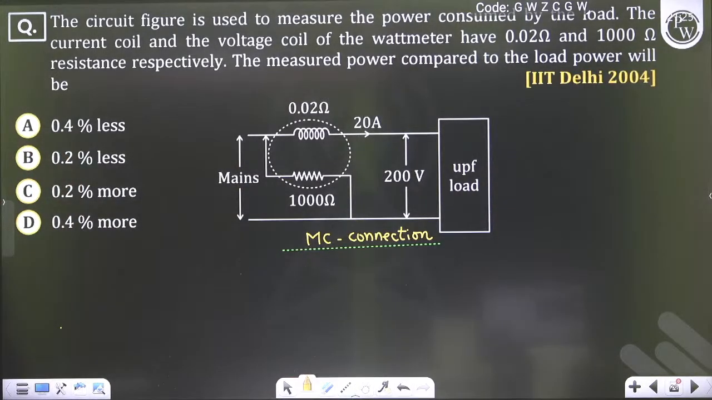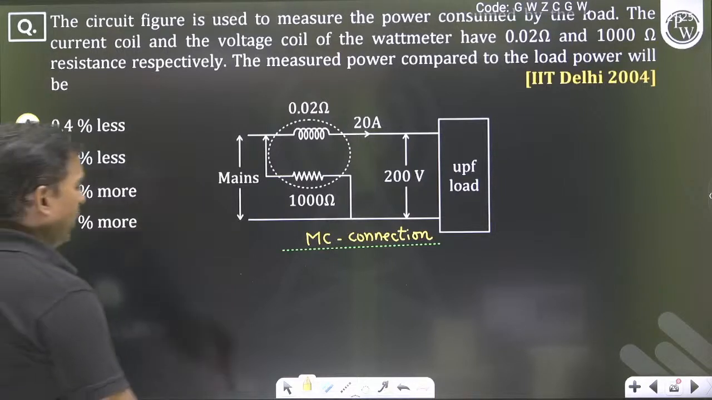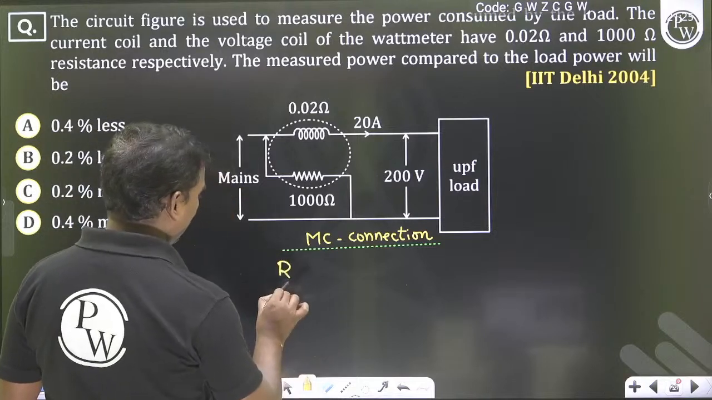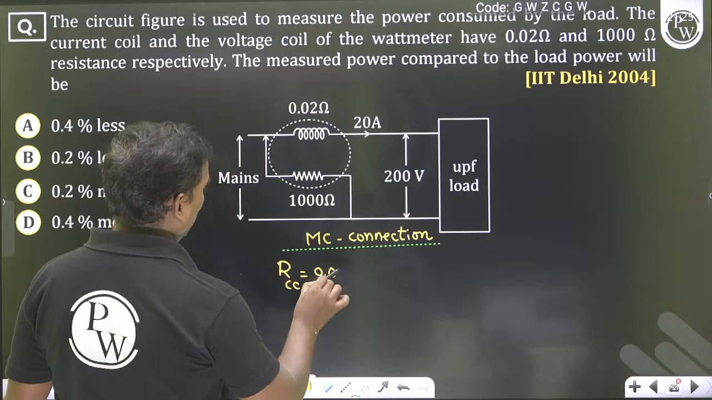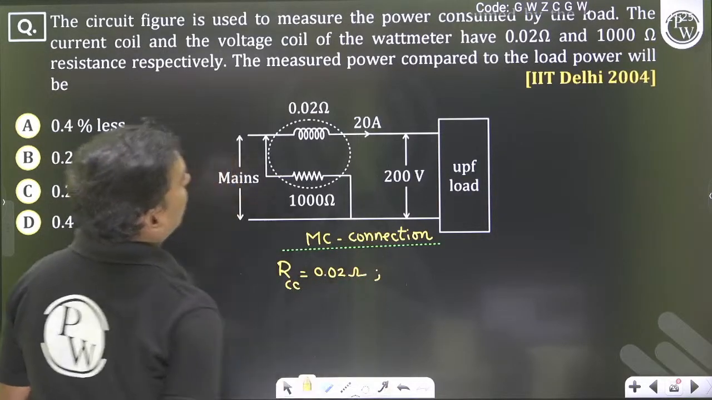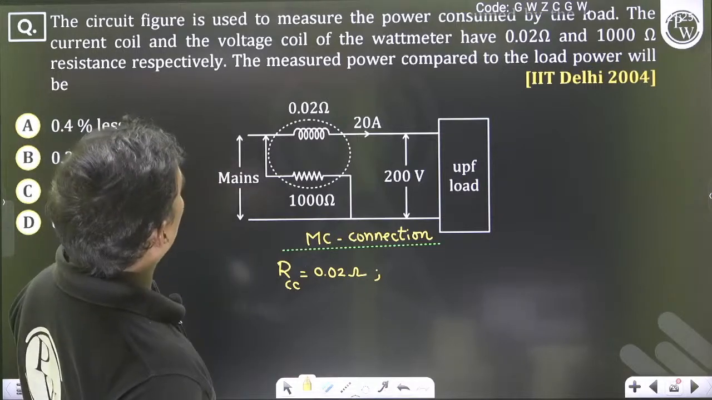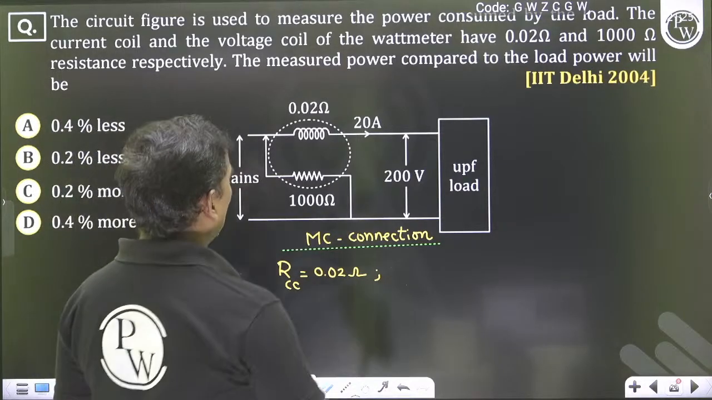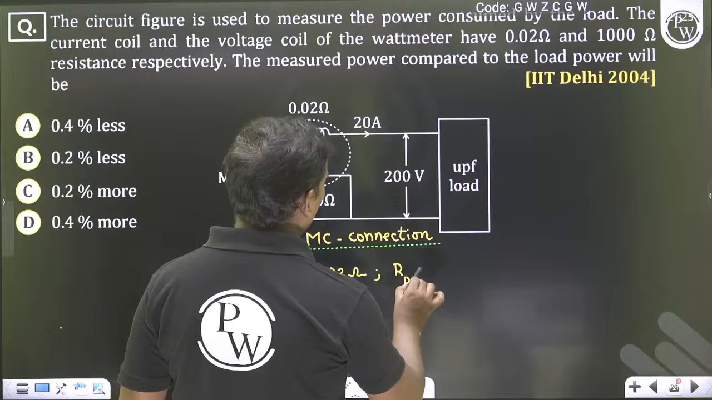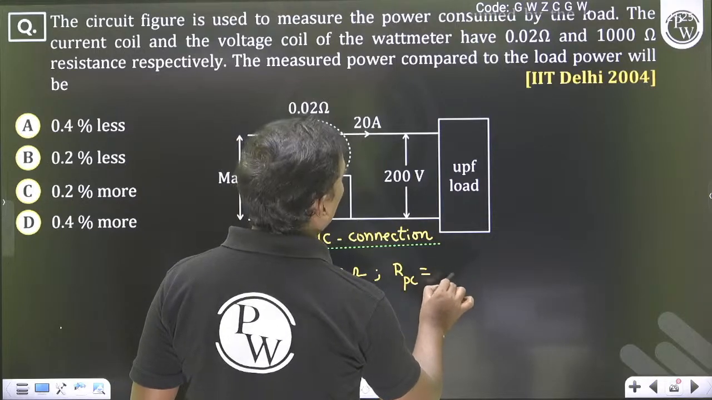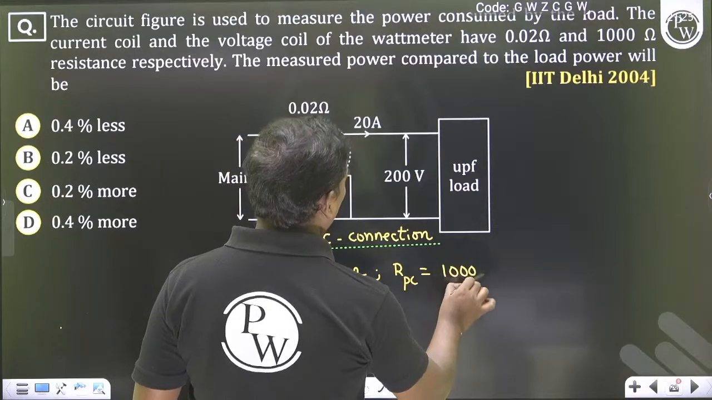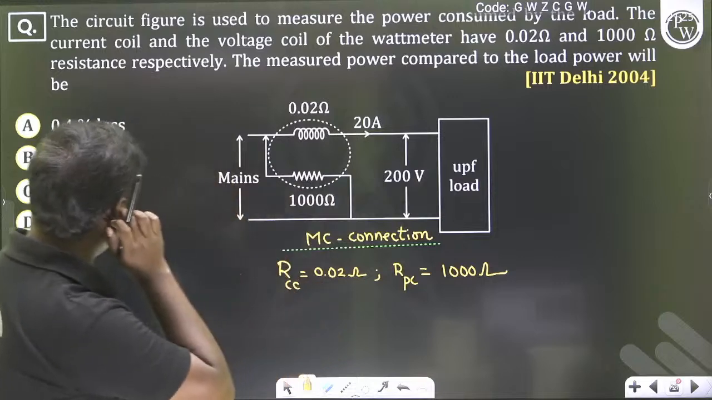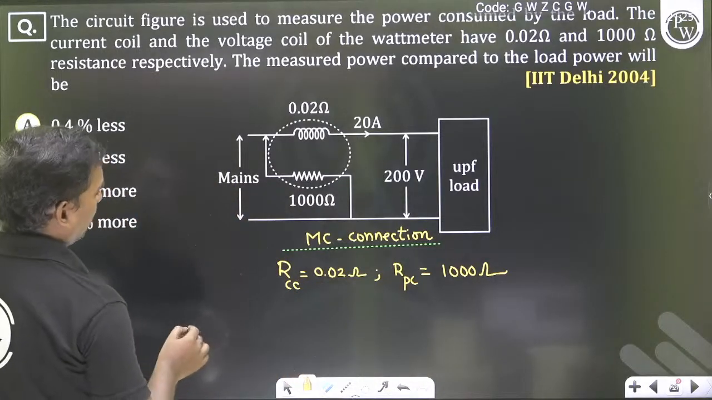So the circuit figure is used to measure the power consumed by the load. The current coil and the voltage coil of the wattmeter have 0.02 ohms and 1000 ohms. So the resistance of the current coil is given, 0.02 ohms, and resistance of the pressure coil is also given. But what is necessary for us now, that we have to think? So this is a MC connection. In MC connection, so what is the error?